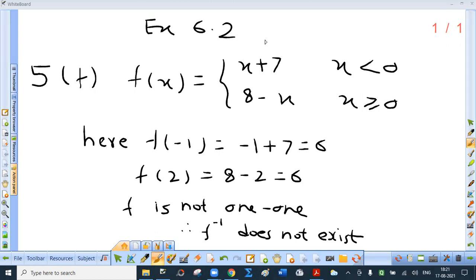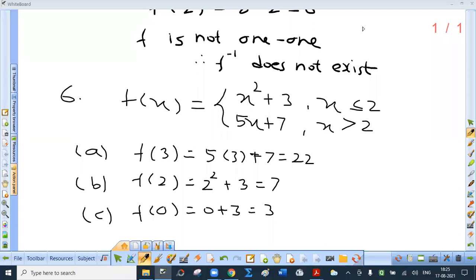Okay, now it is f of minus 1. Will you use the second one for minus 1? No, because 8 minus x is for x greater than or equal to 0. Minus 1 is less than 0. So we go for x plus 7. So what is f of minus 1? Minus 1 plus 7, that is 6. What is f of 2? 8 minus 2, that is 6. Now clearly this is many one, that is, it is not 1 1. So it does not possess an inverse.